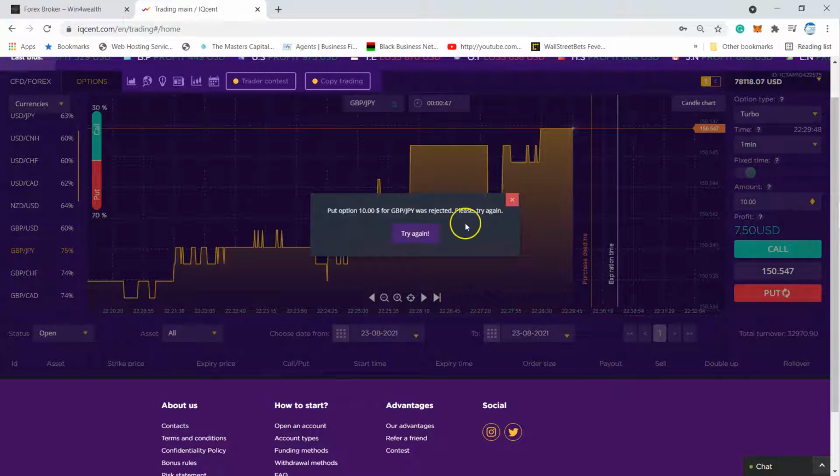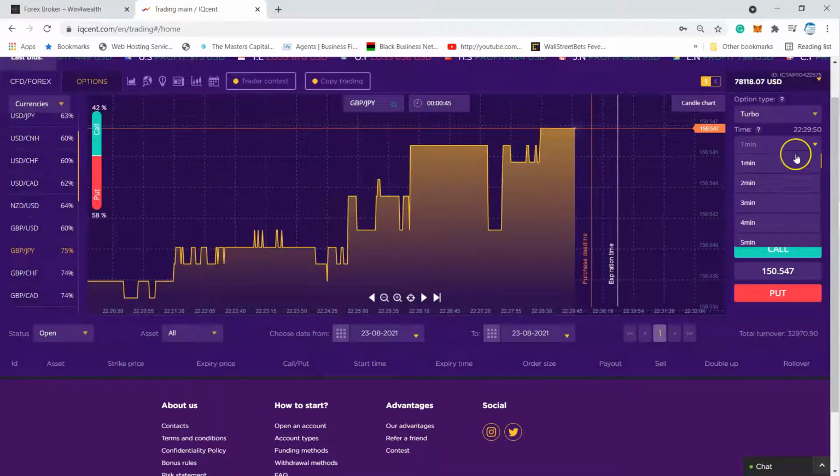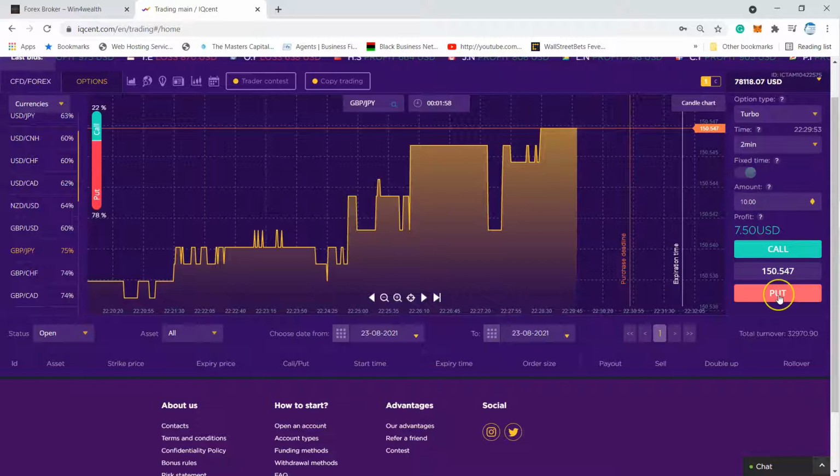So we're going to look at that, and I'll be able to tell you guys. I think I might take a 2 minute trade. Let's switch this to 2 minutes. Show you guys how to do a 2 minute trade. And let's do a put here.